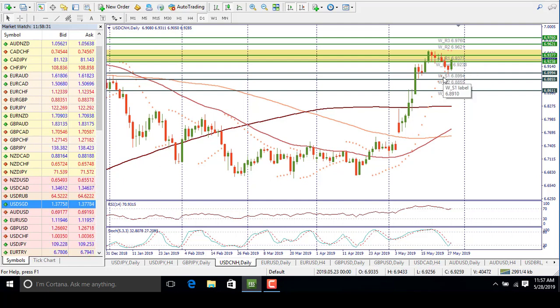If the People's Bank of China supports the Chinese currency, the pair will fall towards the weekly pivot support at 689.94 and target the next support at 688.55. If we look at the indicators here, we can see that RSI is about to enter the overbought zone.